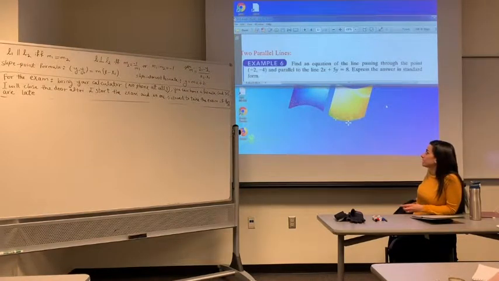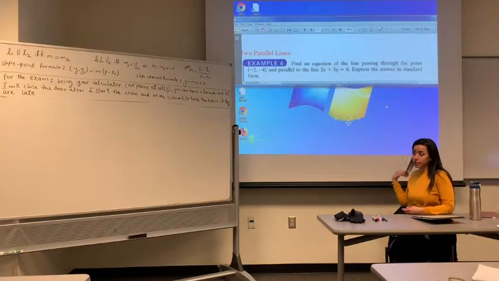So did you find the slope of the line? Yes. So you should write this down in the form of y equals mx plus b. And then you are able to find the slope, okay?